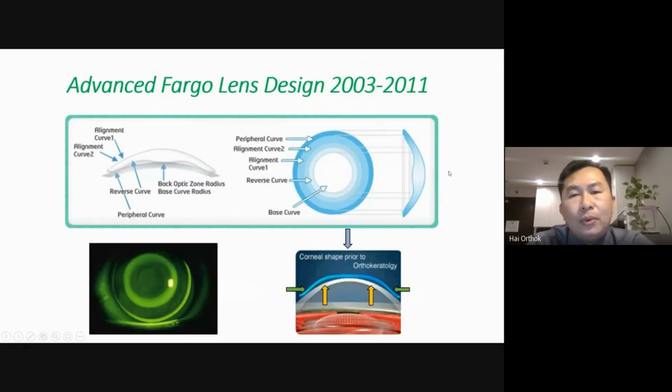The Firewall lens was upgraded in 2003 to 2011. We added another alignment curve, the second alignment curve. The second alignment curve, right here next to the reverse zone, helps to push back the cells and the liquid into the central cornea. To do so, we have the central cornea be thicker, and we mold the central cornea. We should be able to keep the central cornea flat but still thick, and it's safe for correction of high myopia.